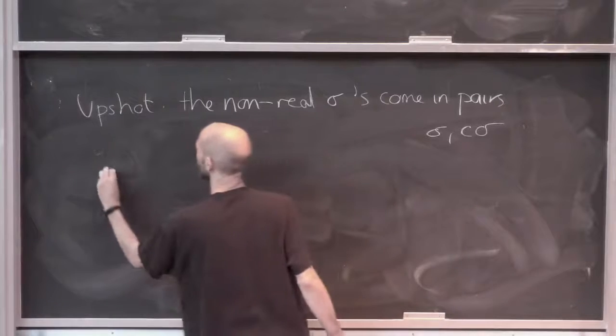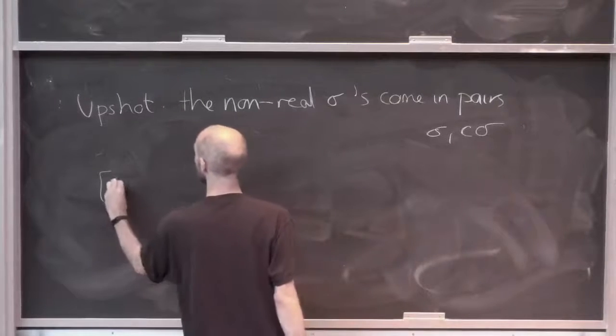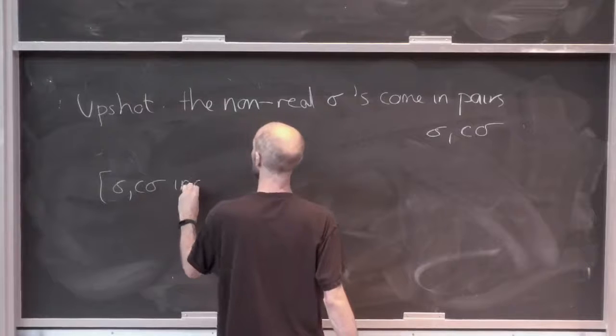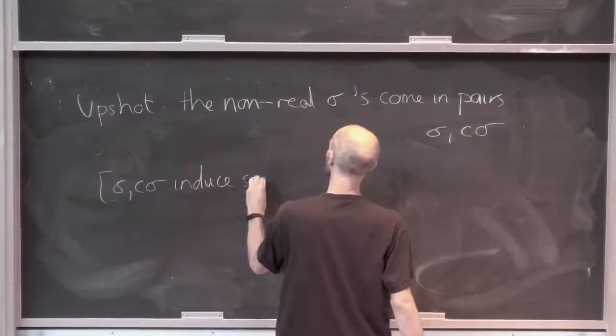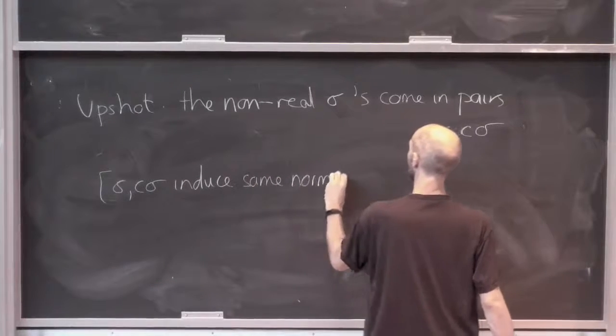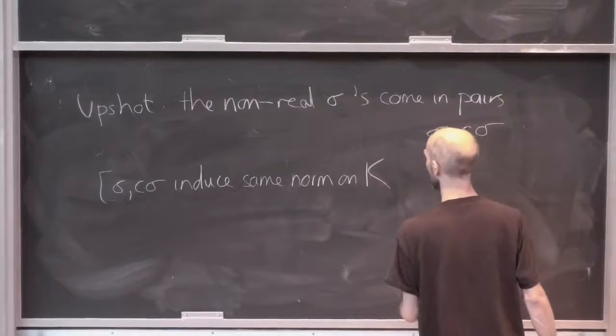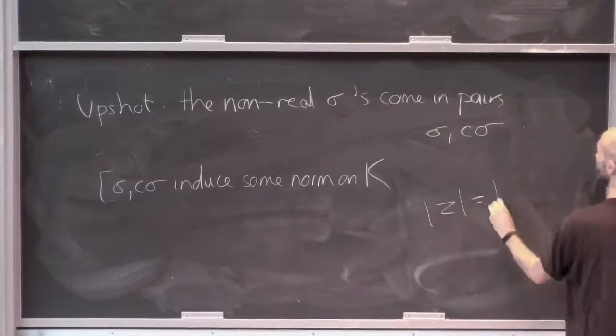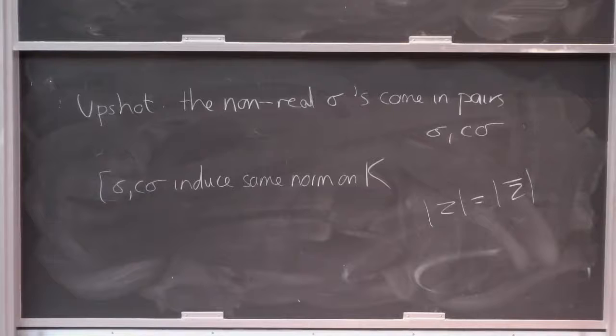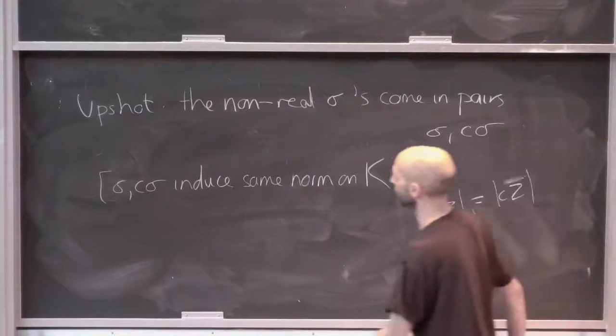And the reason that we should consider identifying these things is that sigma and C sigma induce the same norm on K, because the norm of Z equals the norm of Z bar. So there might be different field homomorphisms, but they give the same norm. And you think about these primes as giving norms. So the non-real sigmas come in pairs.